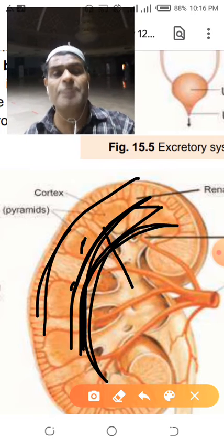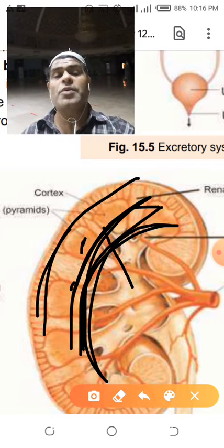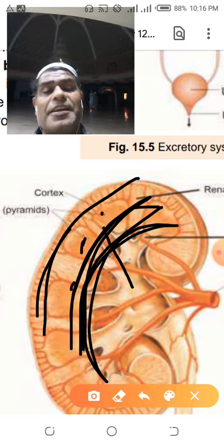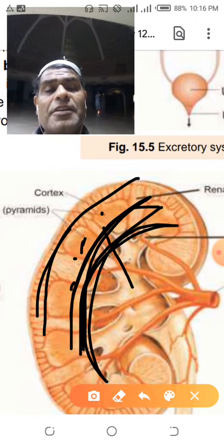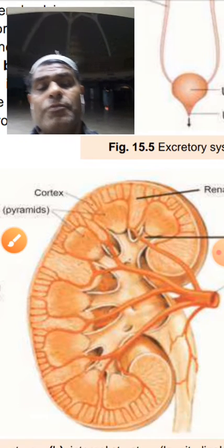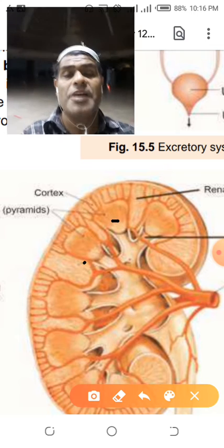Fibrous capsule, renal corpuscle, renal tubule, these all things I have to explain. These names are all concerned with just a small cell, present here. This small cell is called the nephron.